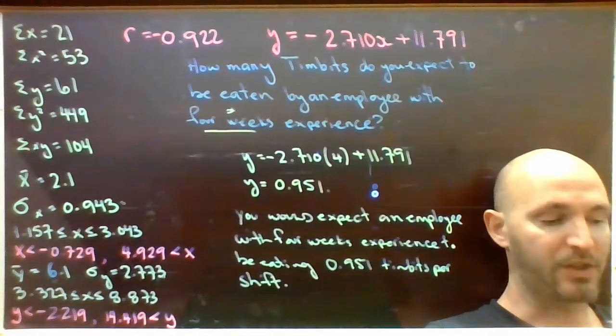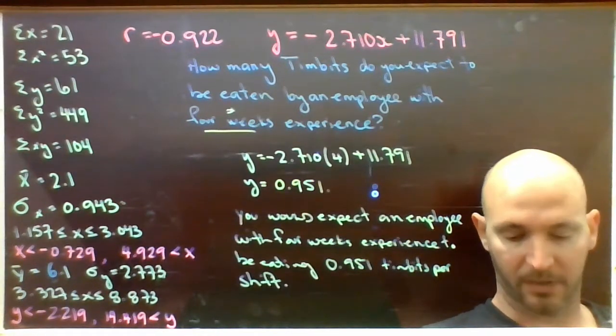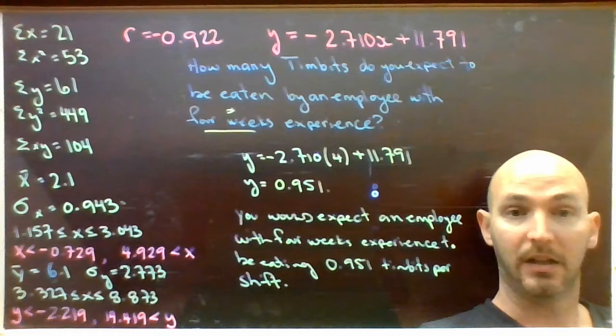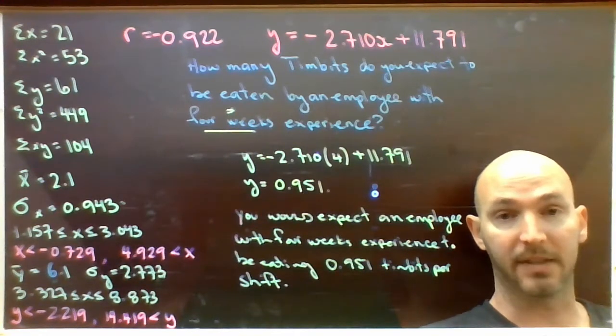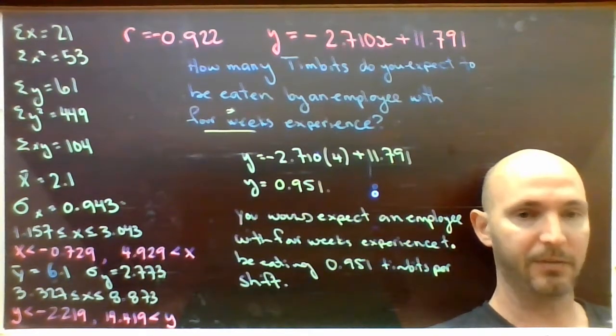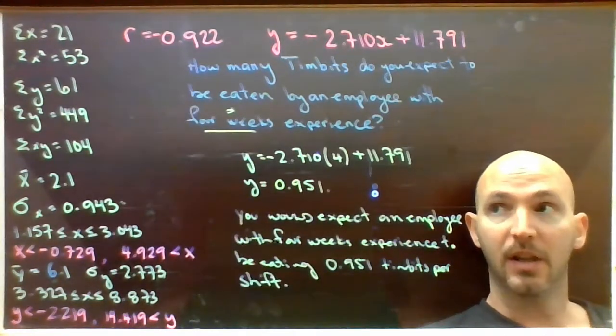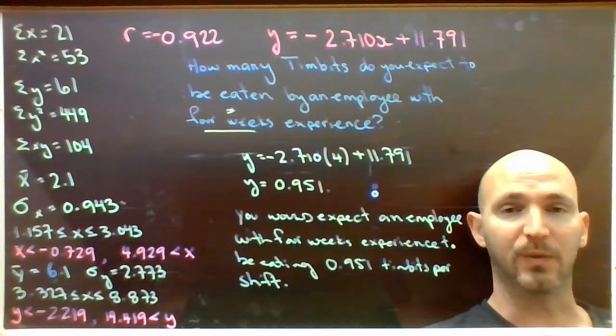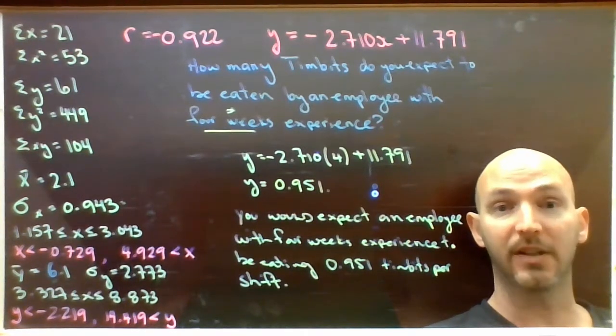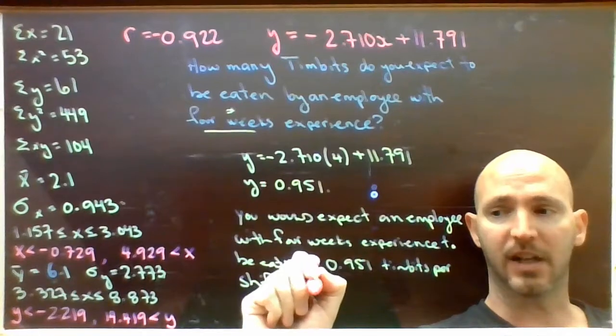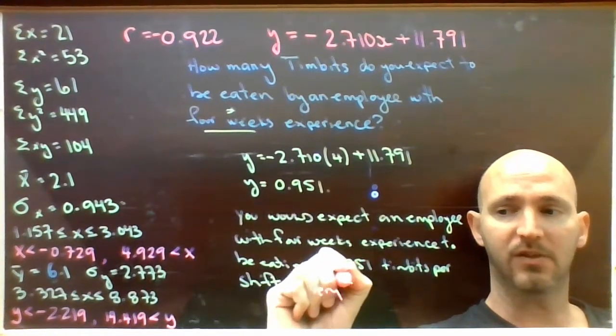Alright, so once you make an extrapolation or an interpolation, you have to have some comment on how reliable it is or how confident you feel in this result. So the first thing you should always check is your correlation coefficient. For this one, we have a correlation coefficient of 0.922. Anything with a 0.9 is a very strong correlation. So I'm going to jot that down there. Very strong correlation.